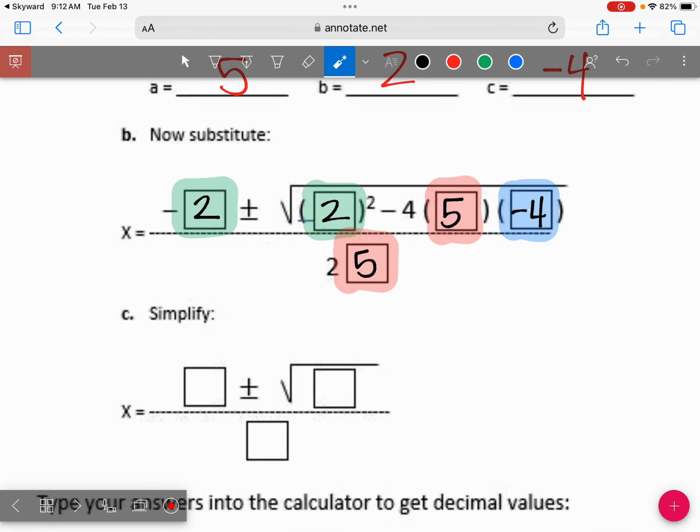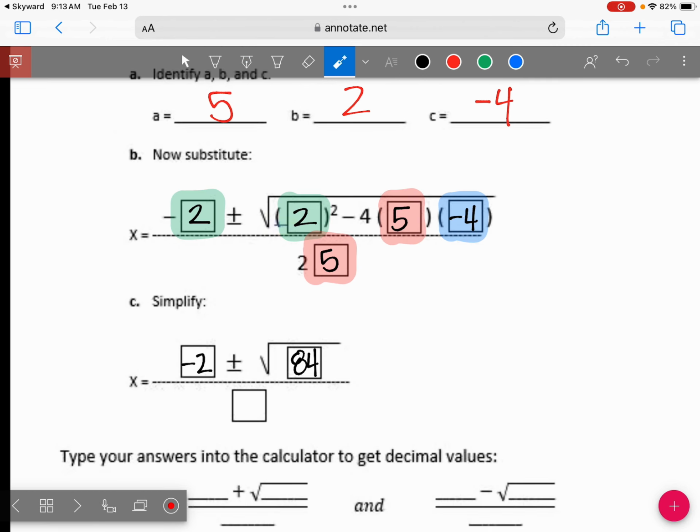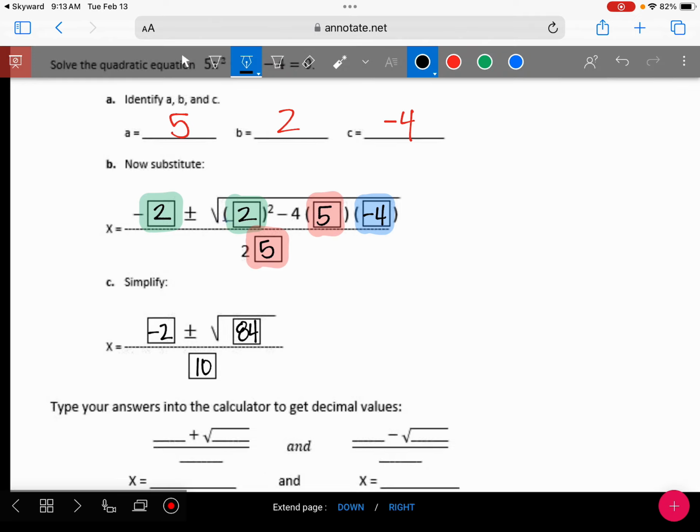So now let's go to our next box. So right here, I want you to put underneath the square root, put that 84. That's what goes in that box. Now here, because you're taking the opposite of B, see how that 2 has a negative in front? I want you to put a -2 right here. And then in your denominator is 2 times A, which is 2 times 5. And what's 2 times 5? 10. So 10 would go right here.